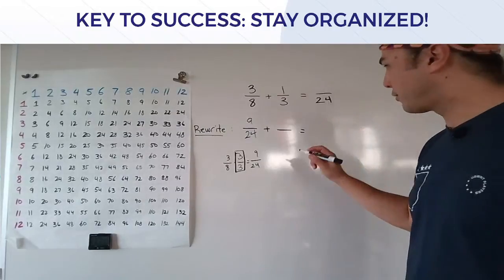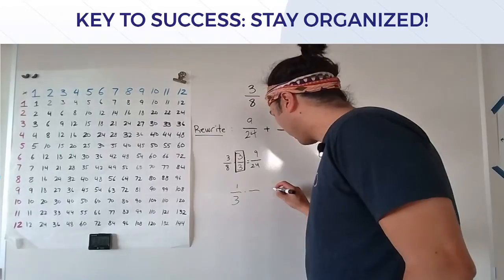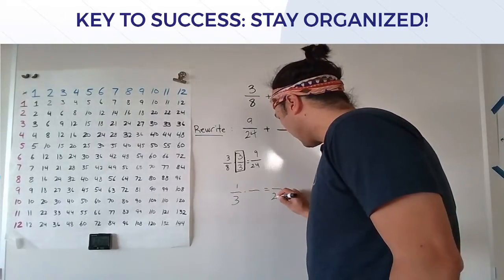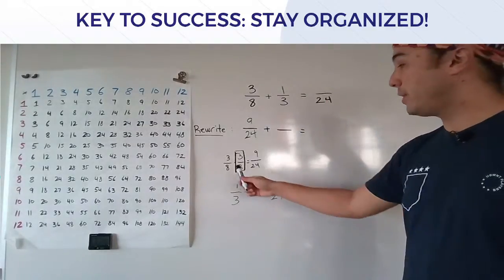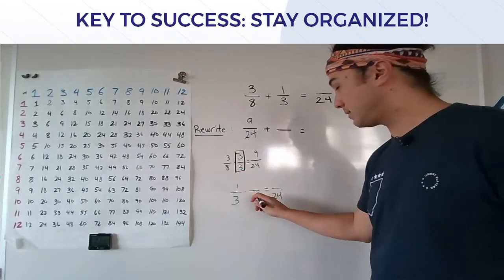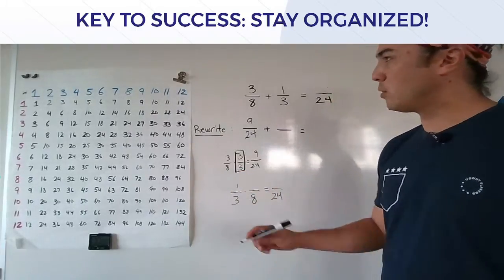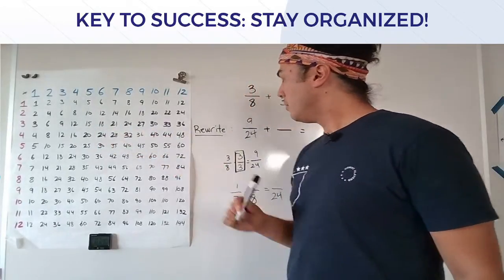Now let's do 1/3. 1/3 times some equivalent of 1 is going to get 24ths. 3 times what is 24? Well, we know 8 times 3 is 24. So 3 times 8 must be 24. And we can even look here. 8 times 3. There it is on our multiplication chart.